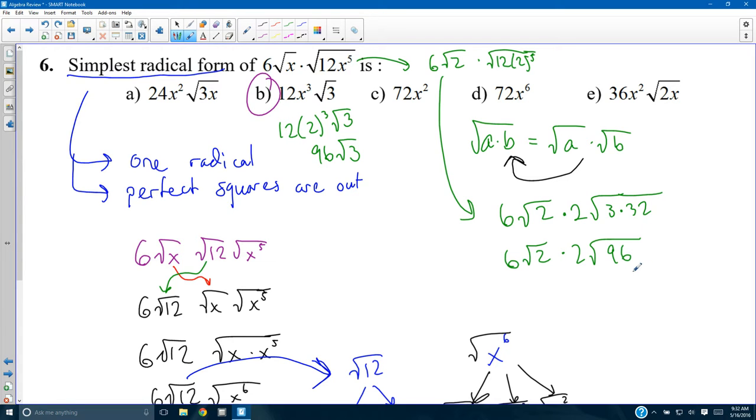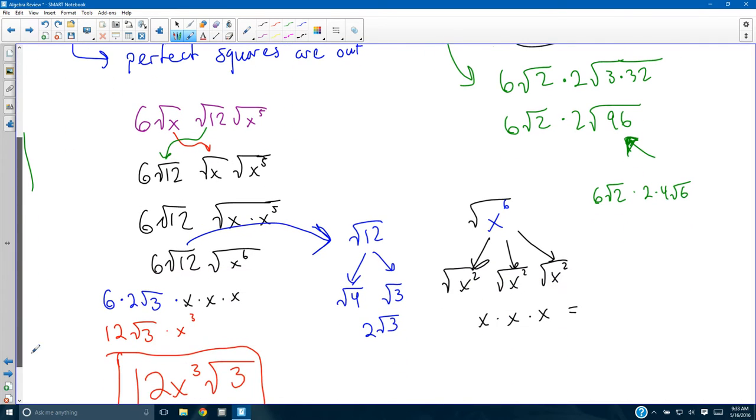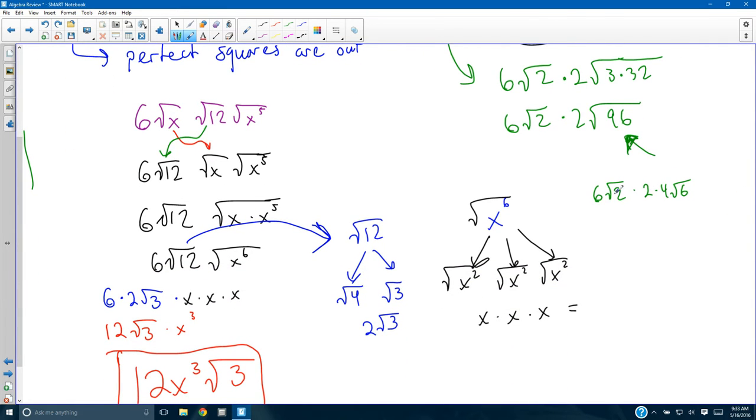Okay, square root of 96 breaks up into, I know you can factor out a 4. See, what I'm trying to find is the largest factor. You can factor out a 16. I think that would be the largest one. So I can factor a 16 out of here, and the square root of 16 is 4, and there are 6 of these. So this will be 6 root 2 times 2 times square root of 16 was 4 times root 6. 6 times 2 is 12, times 4 is 48. 48 times root 2 times root 6.